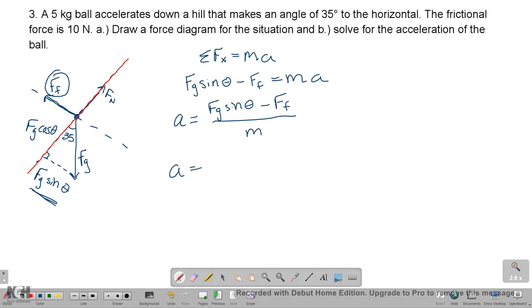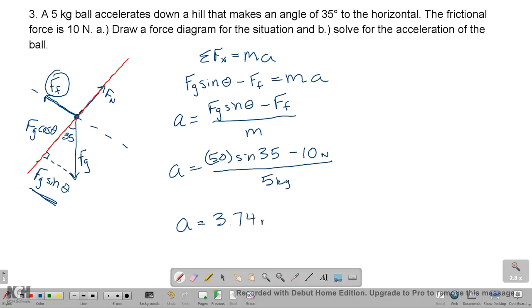So the 5 kilogram ball has a weight of 50 newtons times sine of 35 minus the frictional force, which the problem states is 10 newtons. Divide all that by the mass, which is 5 kilograms. And when you do this math, you are going to get an acceleration of 3.74 meters per second squared.